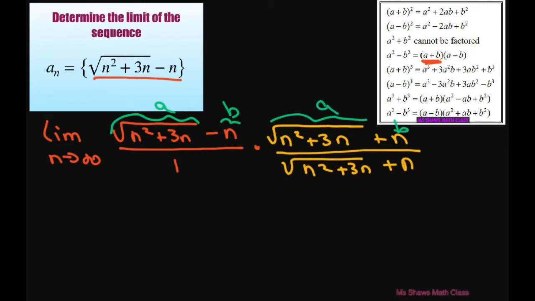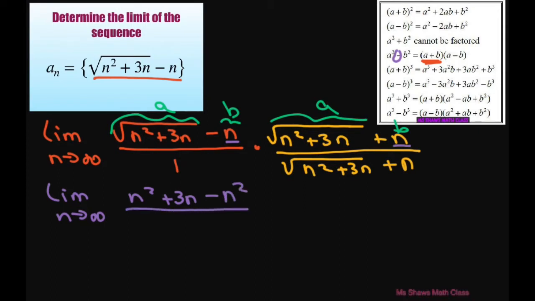So we're just going to square our A and get the limit as n approaches infinity of n squared plus 3n. And then we have this minus, and then you square your B, so it's going to be minus n squared. And then in the denominator, we're going to have the square root of n squared plus 3n plus n. Okay, let's simplify this. The n squares are going to cancel.